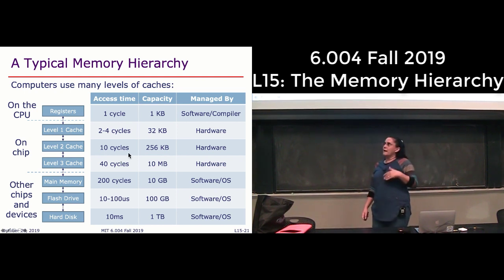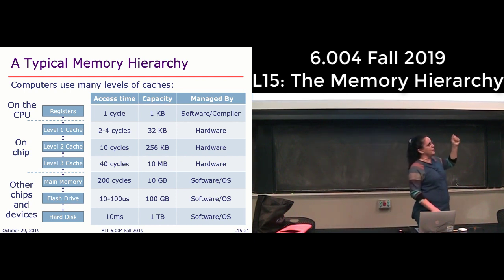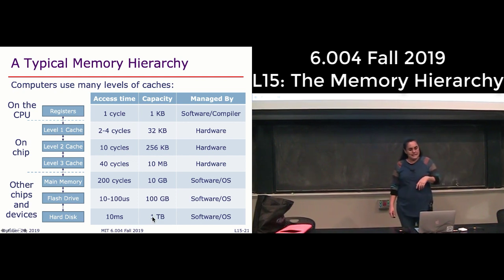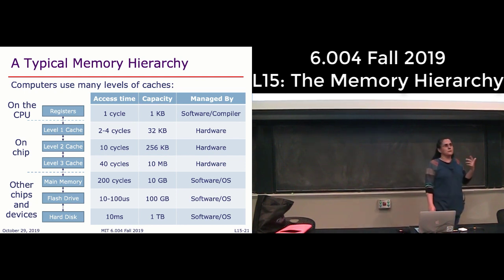And so every time we go to look for something in memory, we always start at the top and work our way down this table. And as we go down the table, we have both increased capacity, but also increased delay.